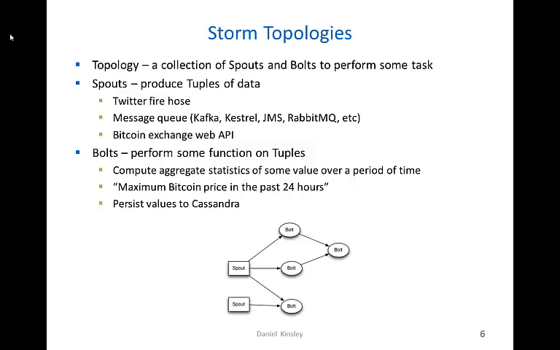So bolts connect to these spouts of data, and they perform some function on the tuples. So bolts may also emit further tuples to be used downstream. Or it may just be the end of the processing, and you could persist it to a database like Cassandra or Hadoop, etc. For this project, I created a bolt that calculates aggregate statistics of a value over a rolling period.